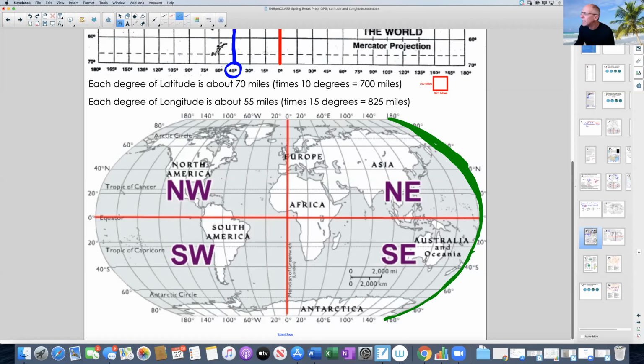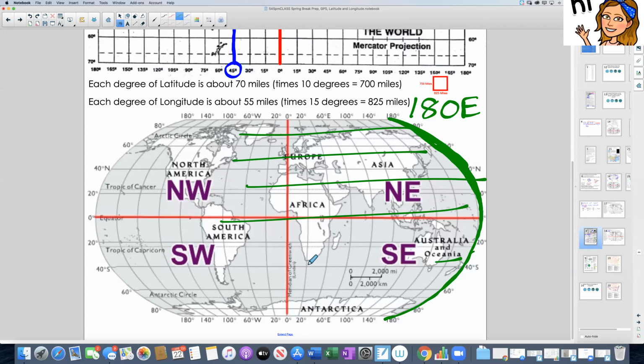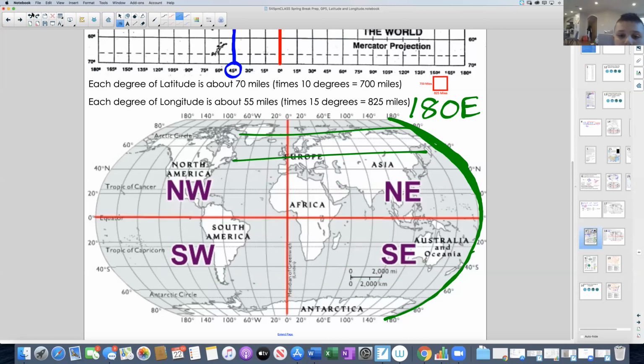Okay, guys, very interesting. Lila said 180 east, and I agree with her. But why is this tricky? Blake? I thought it was all of those numbers that you drew the line on. No, those numbers are the latitude numbers. This is a longitude.